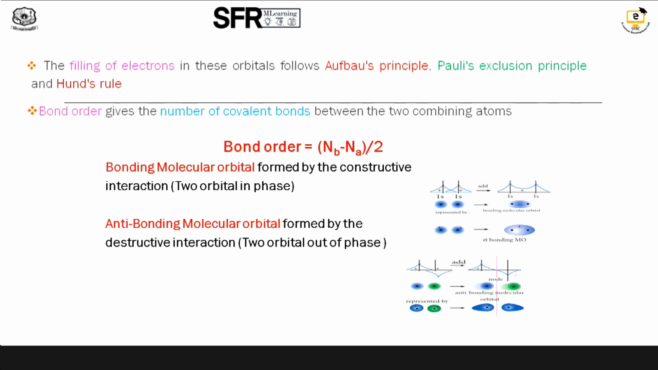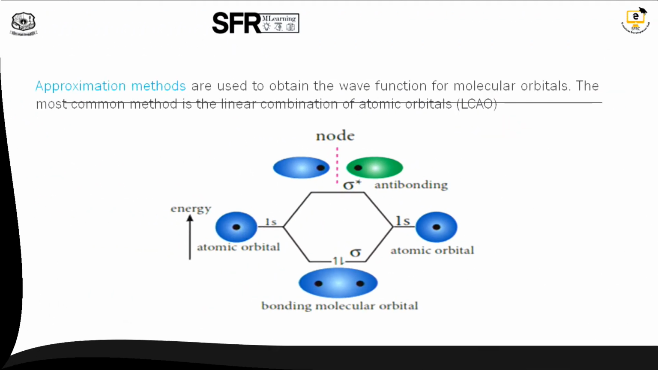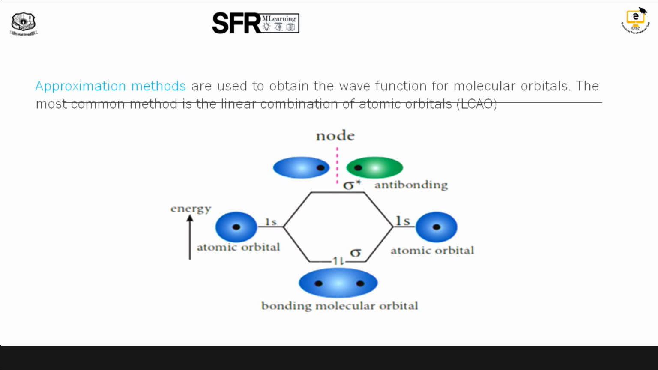The formula for the bond order is (Nb minus Na) divided by 2. Here Nb means the number of electrons present in the bonding molecular orbitals, whereas Na is the number of electrons present in the anti-bonding molecular orbitals. So when we subtract the anti-bonding electrons from the bonding electrons and divide by 2, we get the bond order.